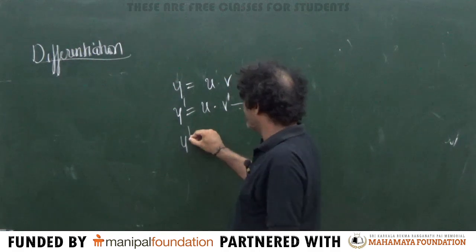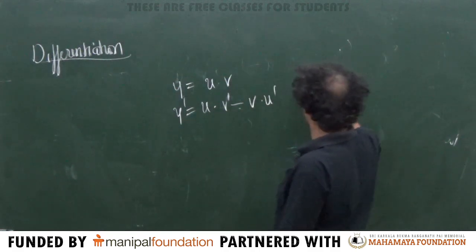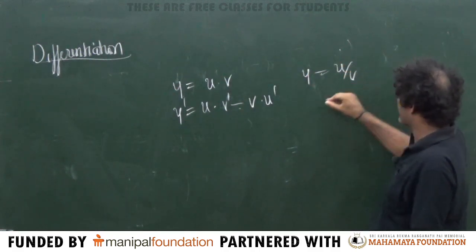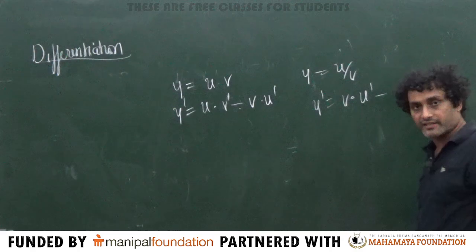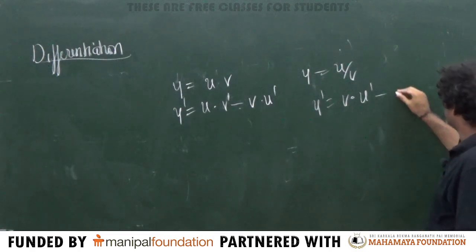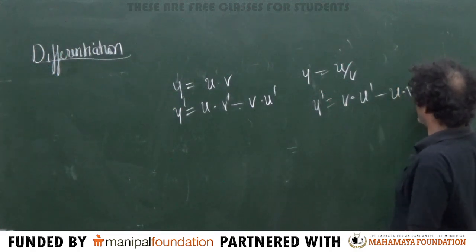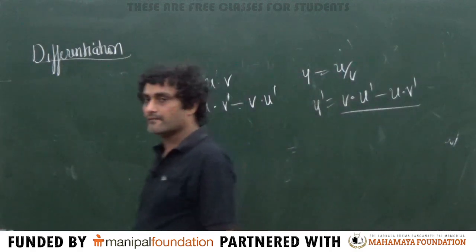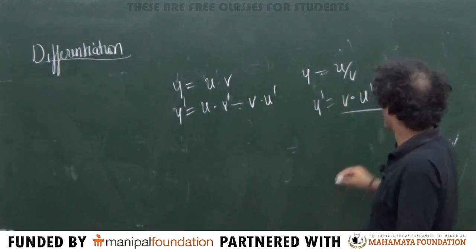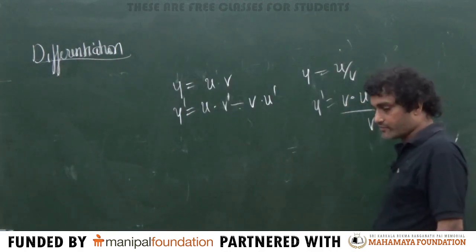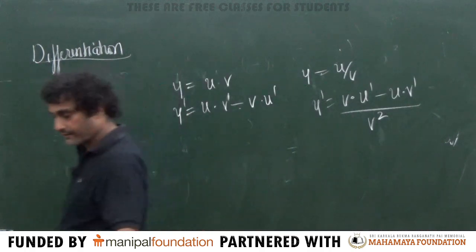Similarly, did we learn for U by V? Y dash is V into differentiation of numerator minus numerator into differentiation of denominator, whole divided by denominator square. So, can you copy this?